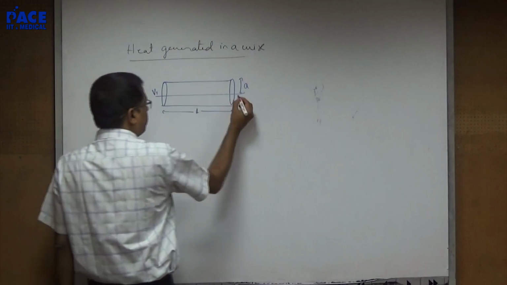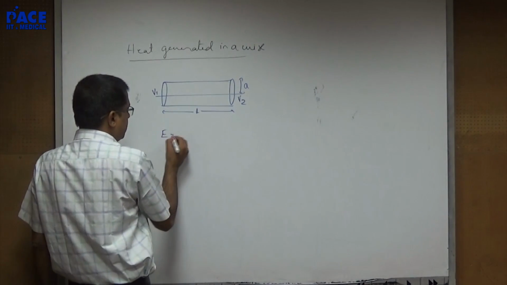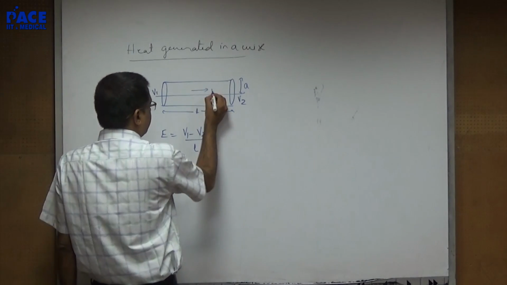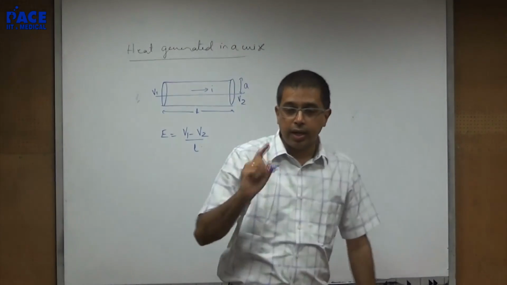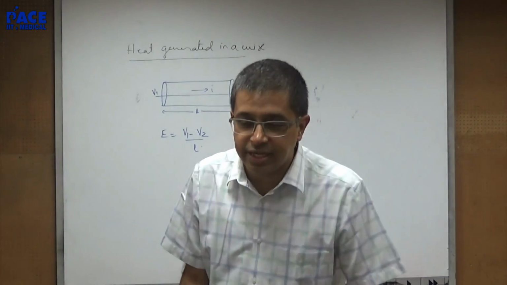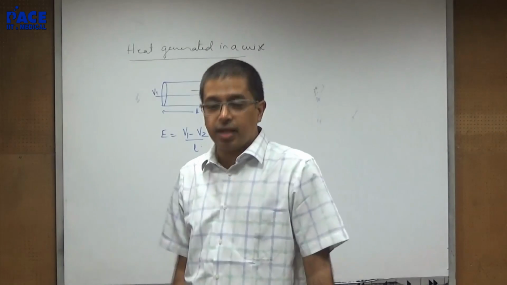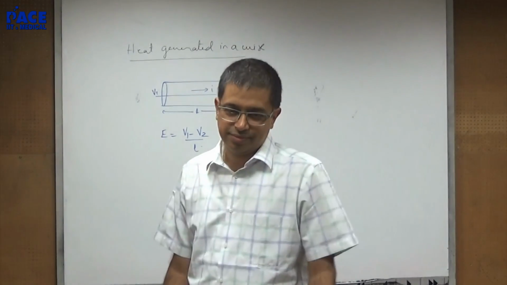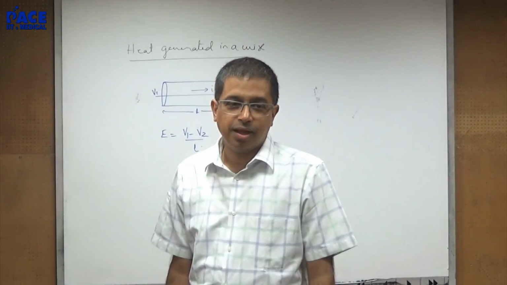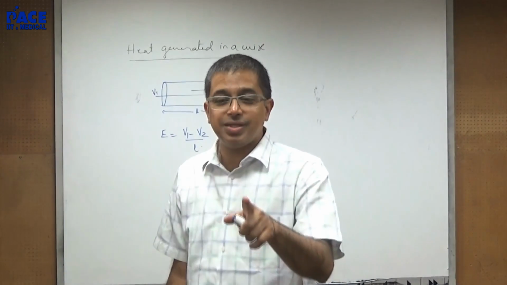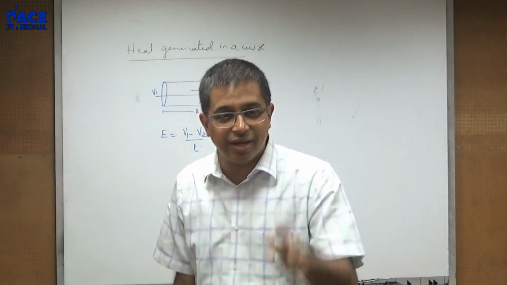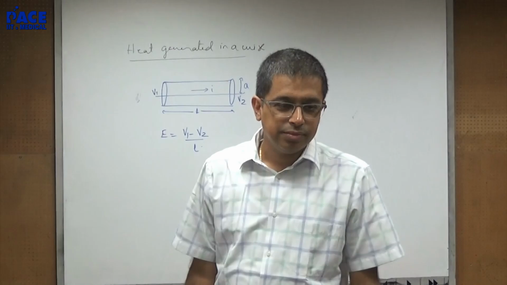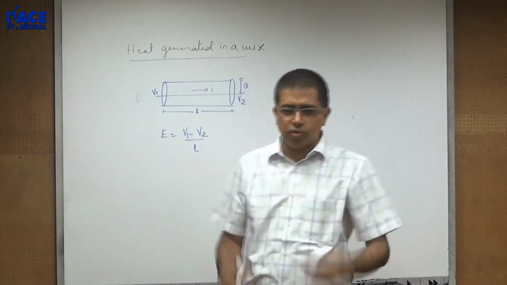If I have V1 and V2 potential difference, E is equal to V1 minus V2 by L, you will have a current of I. You are under the impression till date that the heat generated is I square R T because of the current flowing through the wire. I repeat, you are under the impression that heat generated in the wire is because of the current flowing in the wire, I square R dt. This is what was told to you.